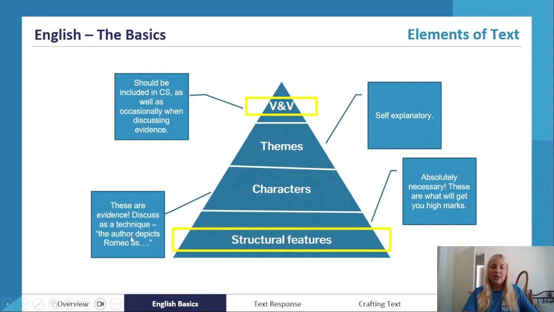Just make sure to discuss them as a technique, not saying, Romeo represents, but the author depicts Romeo as, in order to. So you can't use language that makes it sound as if the character is alive because they are a construct. So make sure you don't have a combination of character name plus basically an author's intent verb in one place, because it's not an appropriate way to write. Instead, focus on them as constructs and analyze them in that way.